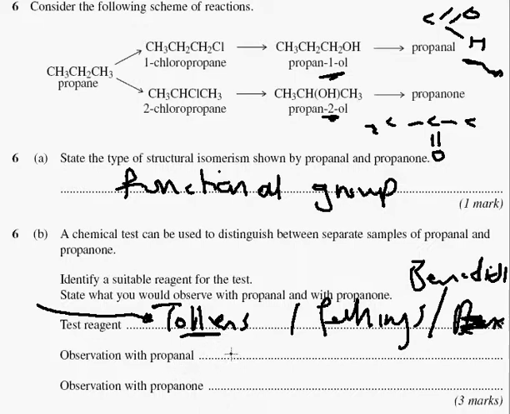So with propanal, and remember it's the aldehyde that gives you this silver mirror, with Tollens or ammoniacal silver nitrate, you get a silver mirror. And with propanone, no change.